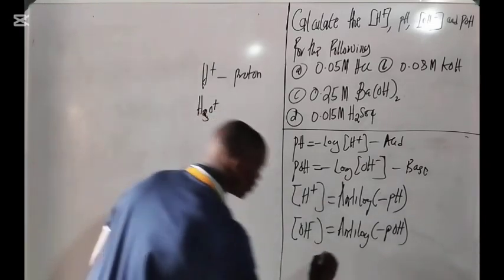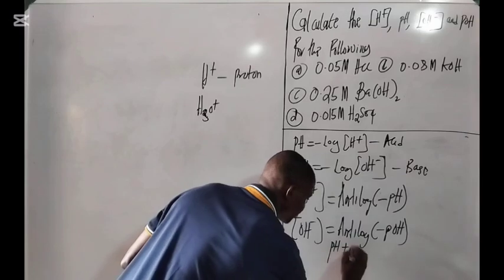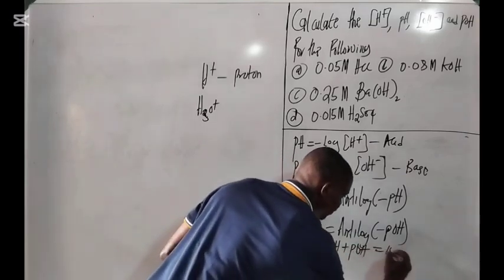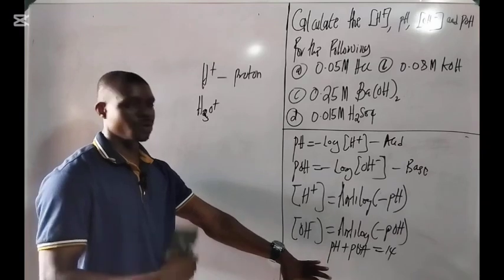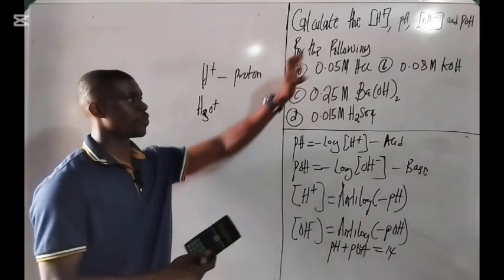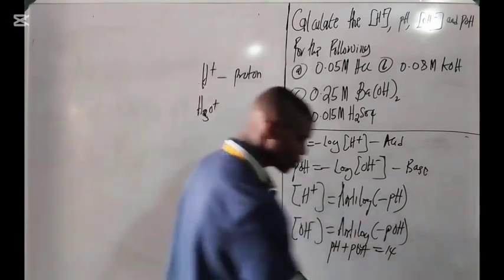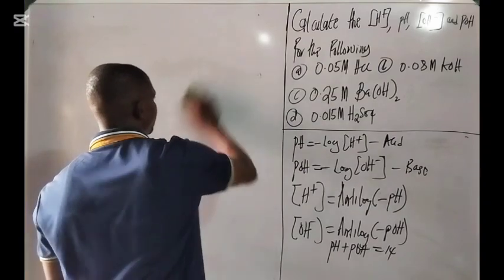So the last one is going to be pH plus pOH equals 14. These are the formulas you can easily use to solve problems under this topic. So now let's start solving this problem here.